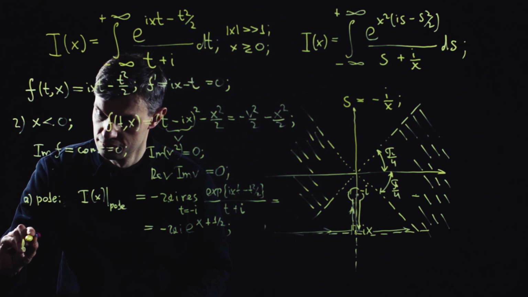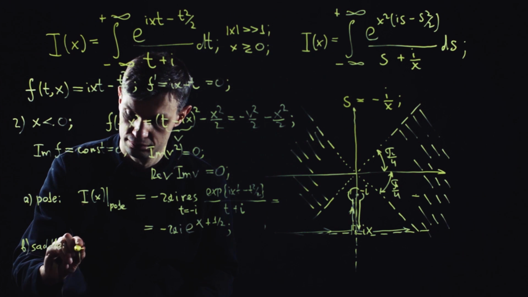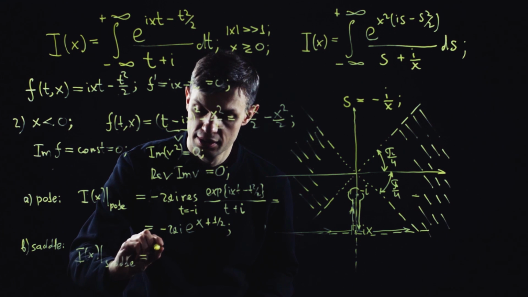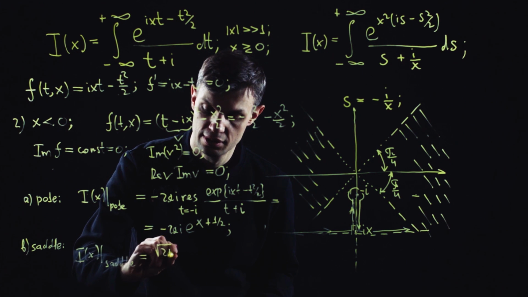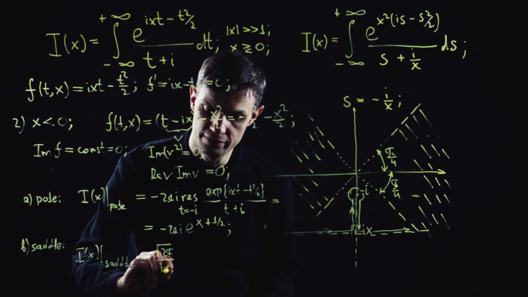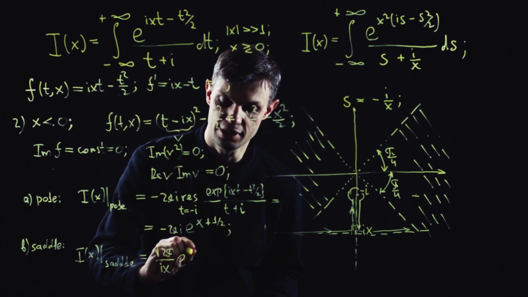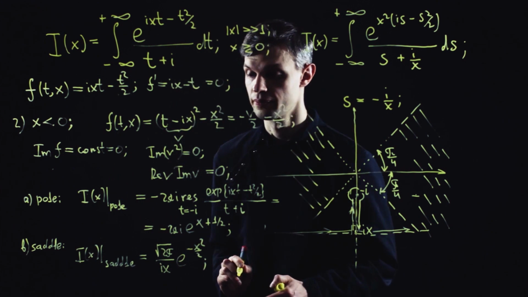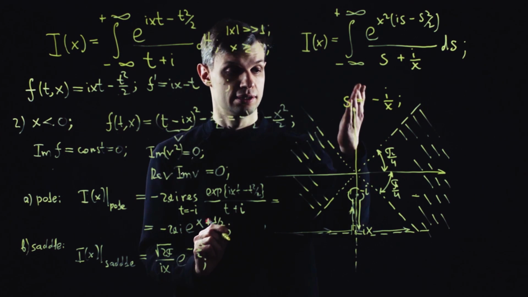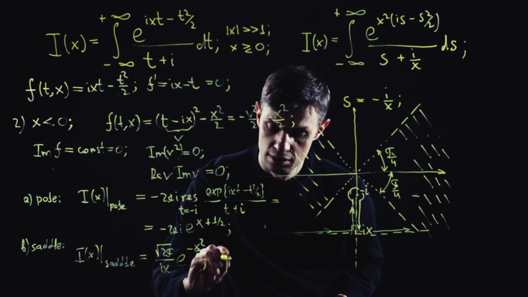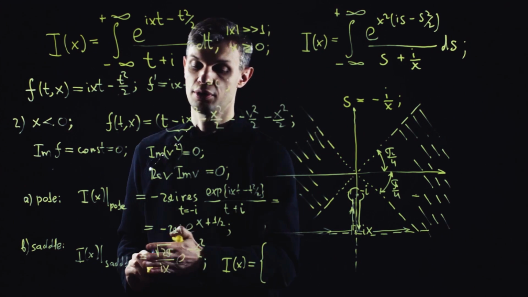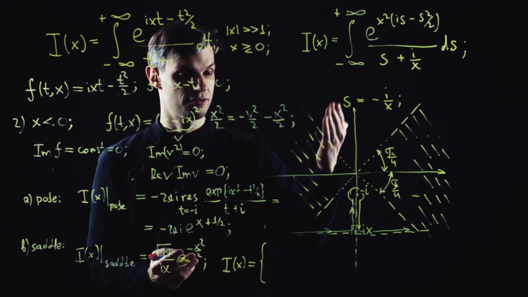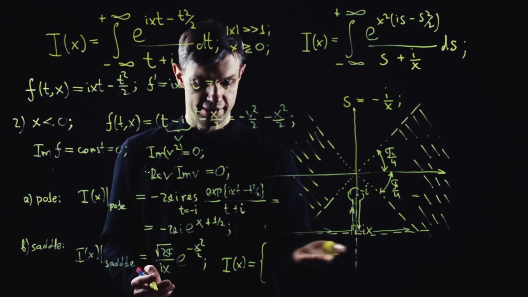So, as before, we simply get square root of 2 pi divided by i x times e^{-x squared over 2}. And the full asymptotics at large negative x will look as follows. It will be simply given by the sum of the two contributions from the pole and from the saddle.